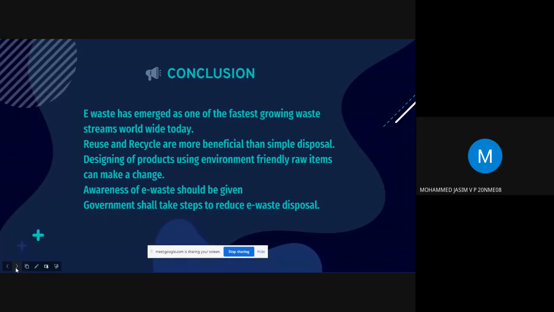And also the manufacturers can use nature-friendly raw materials, and the people must be aware of this. So the government should take steps to reduce e-waste disposal. Government can give awareness and proper support.